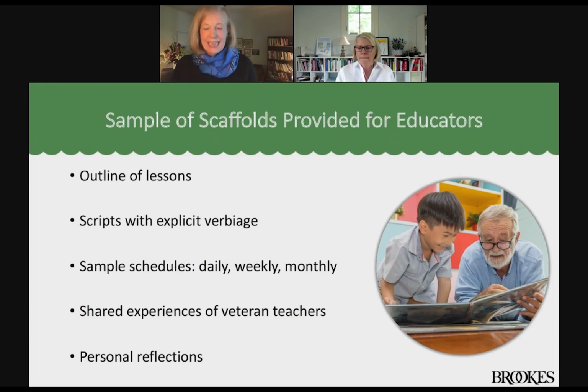So you've seen a lot of the things that we have provided for those three areas. You'll notice that we have a lot of scaffolds for the reader. We want to model these appropriate things. So you'll see outlines of lessons, scripts with explicit verbiage, sample schedules for daily, weekly, and monthly, and shared experiences of veteran teachers. There'll be personal reflections. Many of these things were written by Heather Haynes Smith and Suzanne James, and a teacher helped them. That's a fabulous chapter. It's toward the end of the book, so make sure you read the whole thing. Let's summarize what we've talked about, and then we'll be able to have some questions.